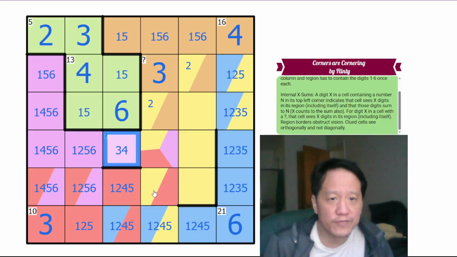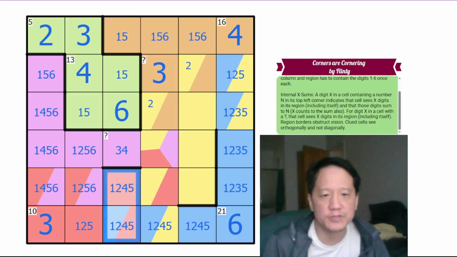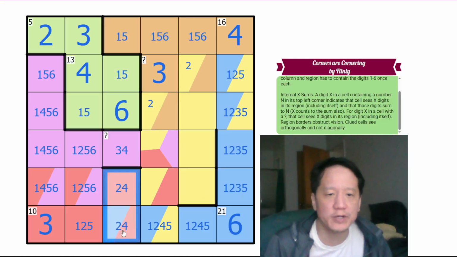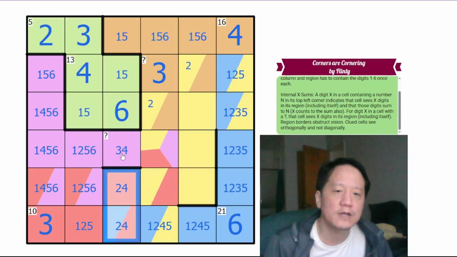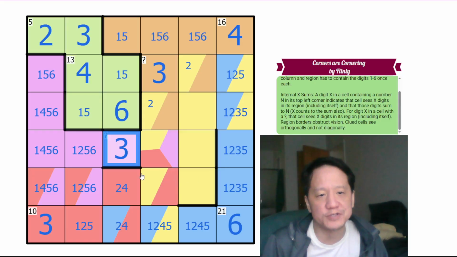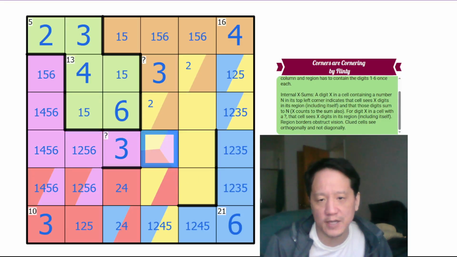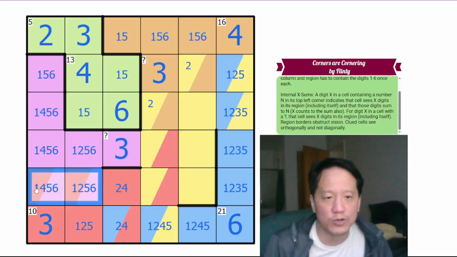This sees 3 or 4. We have a 1-5 pair, which eliminates 1 and 5 in the rest of the column. So this can't be 1-5. It's a 2-4 pair, which eliminates 2 and 4 in the rest of the column. So this can't be 4. This is 3. This sees 3 cells, so this cannot be pink. Therefore, one of these is pink, one of these is red. And this is a boundary here.